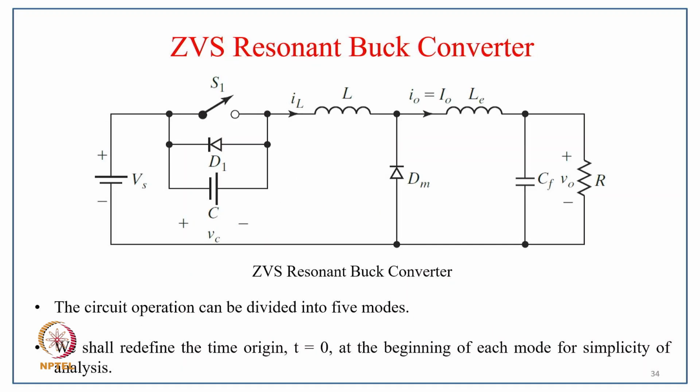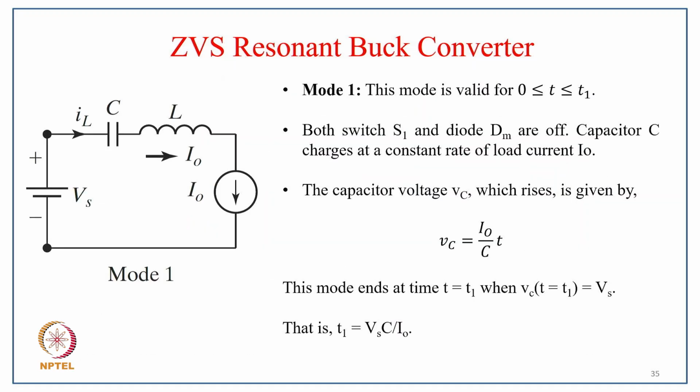Now typically in this full circuit, you can see that we have a capacitance in parallel to the switch and then an inductor followed by, of course, the LC filter and the freewheeling diode. So circuit operation can be divided into 5 modes. We shall define the time t equal to 0 at the beginning of each mode for simplicity of the analysis. So in the case of mode 1, this mode is valid from time 0 to t1.